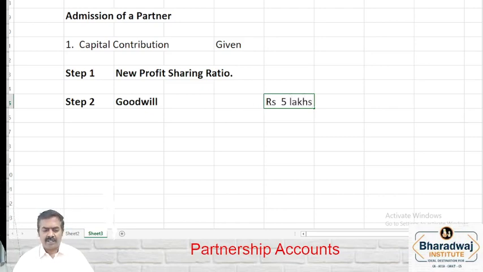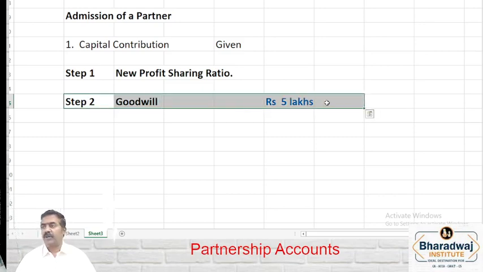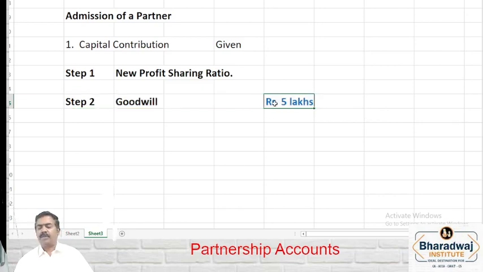Goodwill is valued at rupees 5 lakhs. This goodwill belongs to which partners? Old partners, or A, B as well as C? This goodwill was generated by old partners in the past. So this goodwill belongs to A and B. So we have to make adjustment for goodwill. How to make adjustment for goodwill? We will see. Clear?